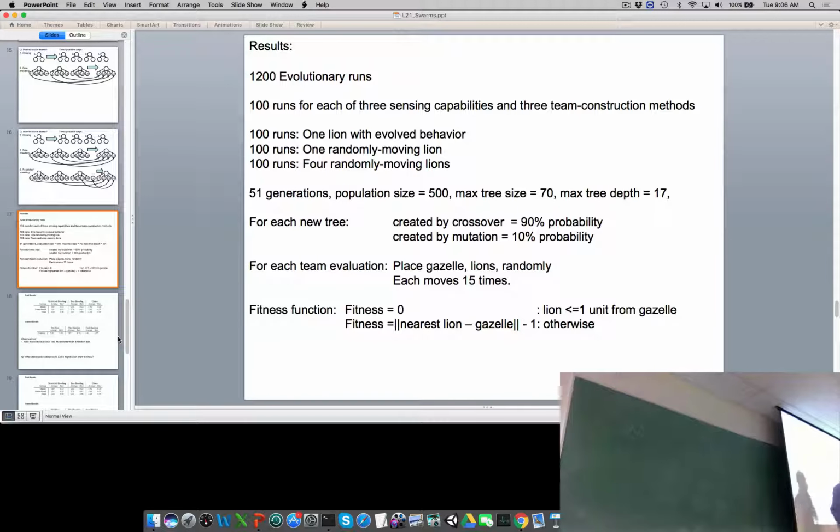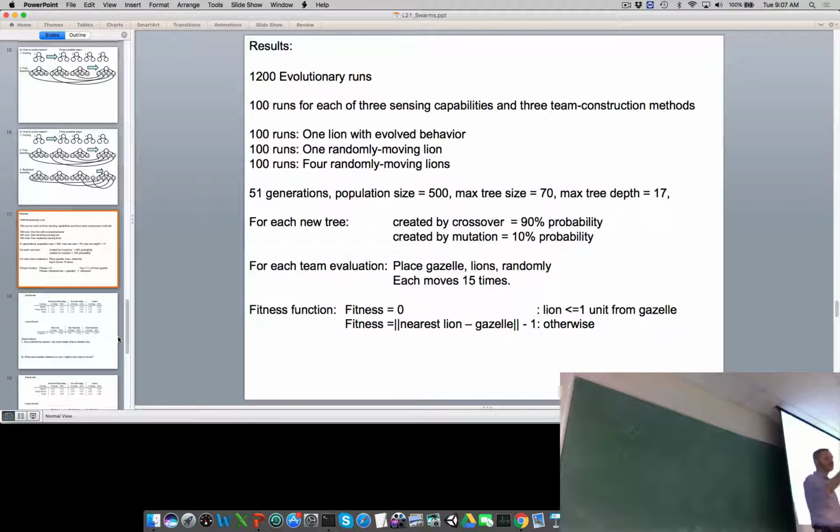If there was at least one lion that was less than 1 unit distance from the gazelle, that counted as a capture, and that lion team got a fitness of 0. So in this case, lower values are better. If the lions failed to catch the gazelle, fitness was how close the nearest lion got to the gazelle.